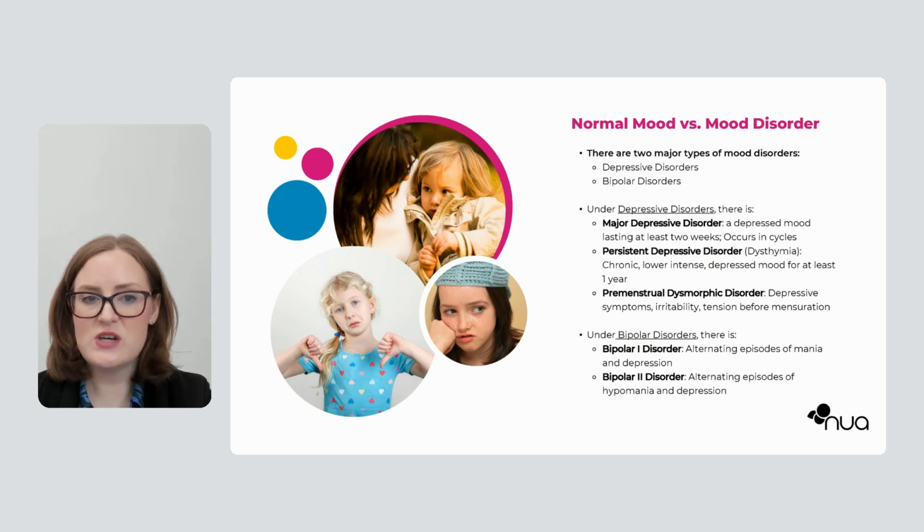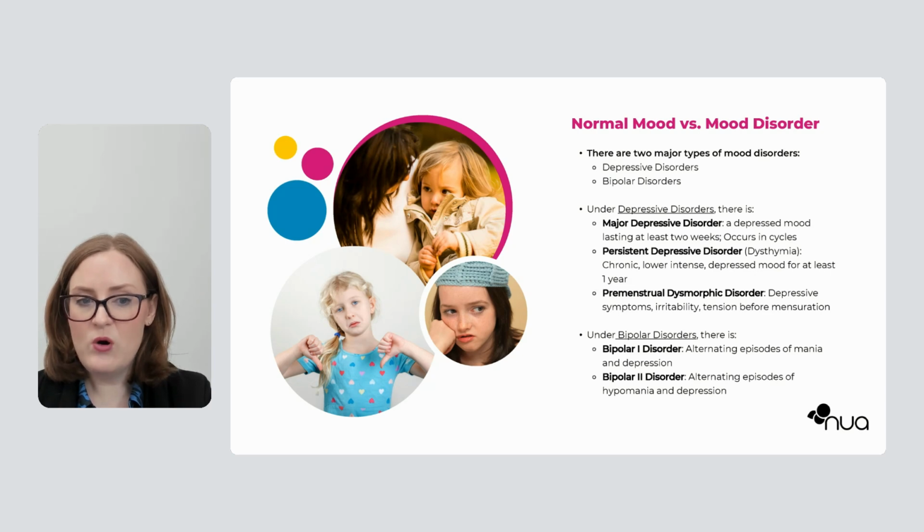There are two major types of mood disorders: depressive disorders and bipolar disorders. Under depressive disorders, we have major depressive disorder, which is a depressed mood lasting at least 2 weeks. This can occur in cycles. We also have persistent depressive disorder, or dysthymia. This is where you have chronic, lower intensity depressed mood that lasts for at least a year. Then we have premenstrual dysphoric disorder, which is depressive symptoms or irritability and tension before menstruation.